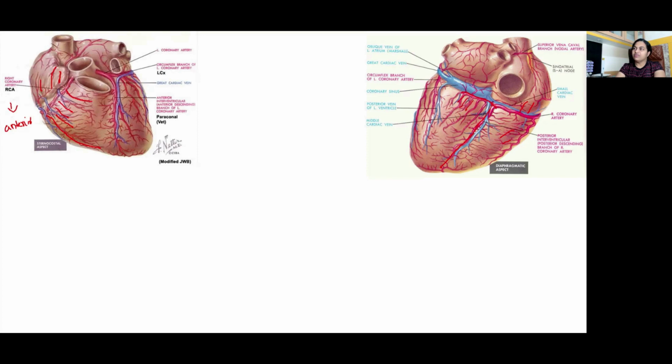So branches arising from this part will also supply the diaphragmatic surface of the left ventricle. Now this posterior interventricular branch will give rise to septal branches. The first one will supply the AV node, and the rest will supply the postero-inferior 1/3 of the interventricular septum. So the distribution of the right coronary will be the right atrium, right ventricle, part of the left ventricle, the postero-inferior 1/3 of the interventricular septum, the SA node, the AV node, all that.